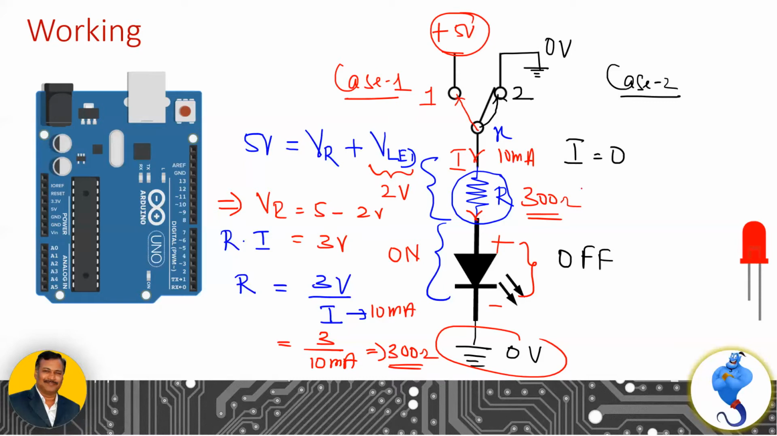Now coming back to the switch control here, you can make the LED on by putting the switch at point 1. You can turn the LED off by putting the switch at point 2. So in this case, we are doing it manually.